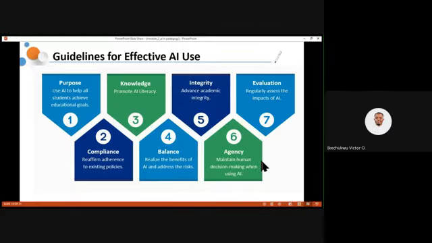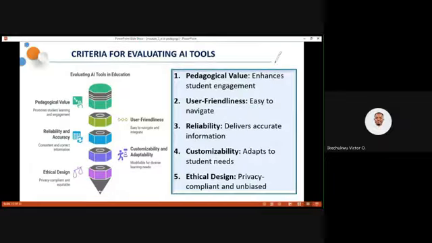Good. And then evaluation, regularly assess the impact of AI on your students and on your classroom. Regularly assess the impact of it. Are you seeing that your students are now more dependent on it, or are you seeing that it's making your work more efficient, right? Is it promoting progress, right? And then what are the criteria for evaluating AI tools?